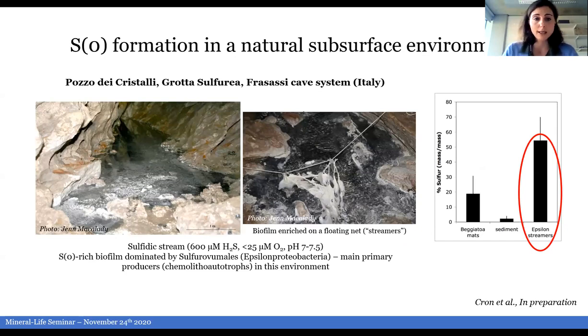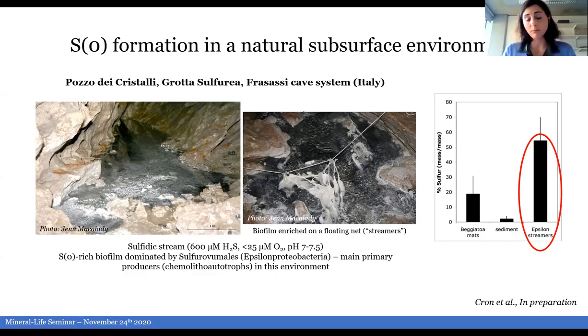We went to a subsurface environment, a cave in Italy called Frasassi, which is a sulfidic cave. You have some streams in the cave that are quite rich in sulfide, about 600 micromolar. And in this stream, you have very abundant elemental sulfur formation. The sulfur actually forms within biofilms, and they give this white color to the stream. And we can grow these biofilms on nets that we put along the path of the stream.